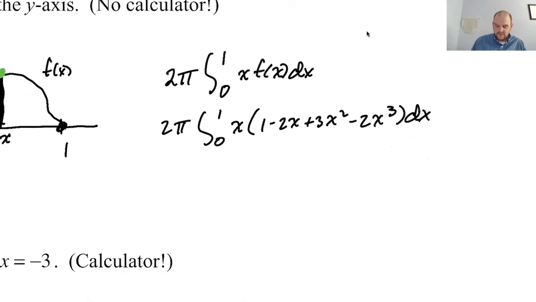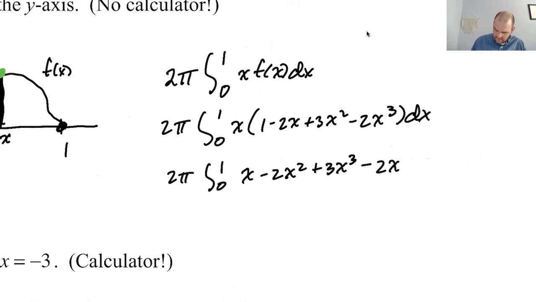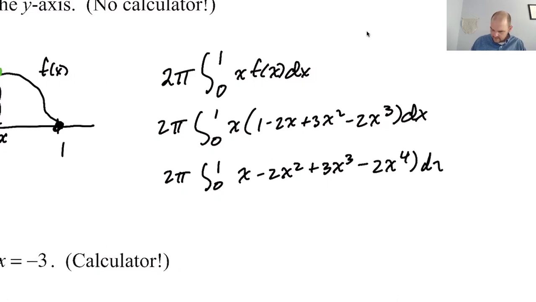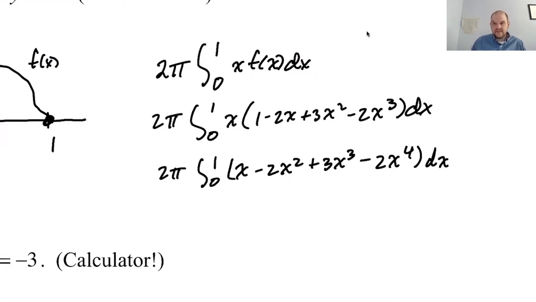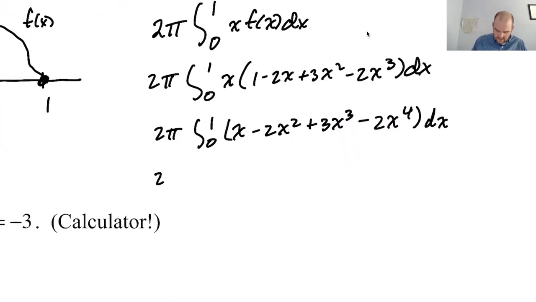All right, so we expand. 0 to 1, it's going to be x minus 2x squared plus 3x cubed minus 2x to the fourth. I'm going to be sad if I get this wrong. I still have to integrate. So, oh my gosh, what happened there? Auto shape, whatever, dx. Who knows? So 2 pi.